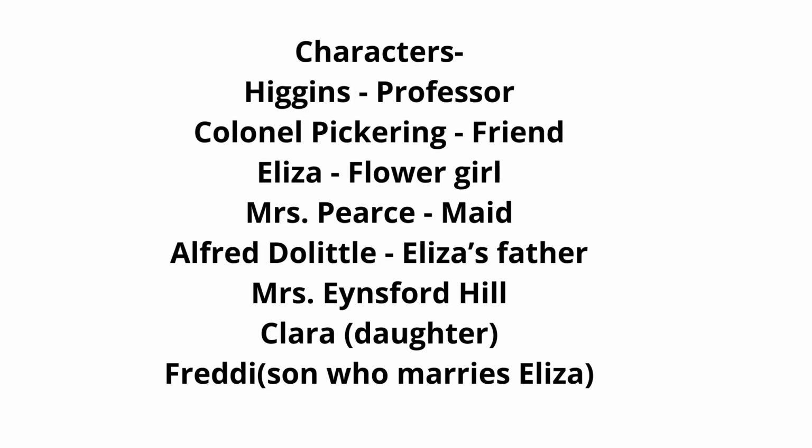The main characters of this drama are Mr. Higgins, he is the professor, then Colonel Pickering, he is the friend of Higgins. We have Eliza, the flower girl, then Mrs. Pearce, who is the maid, and Alfred Doolittle, he is Eliza's father. We have Mrs. Eynsford Hill and Clara, who is her daughter, and Freddie, he is the son who marries Eliza in the end. So this play also deals with mother fixation, which is the Oedipus complex. Because Mr. Higgins has an Oedipus complex, because of which he behaves in a certain way.